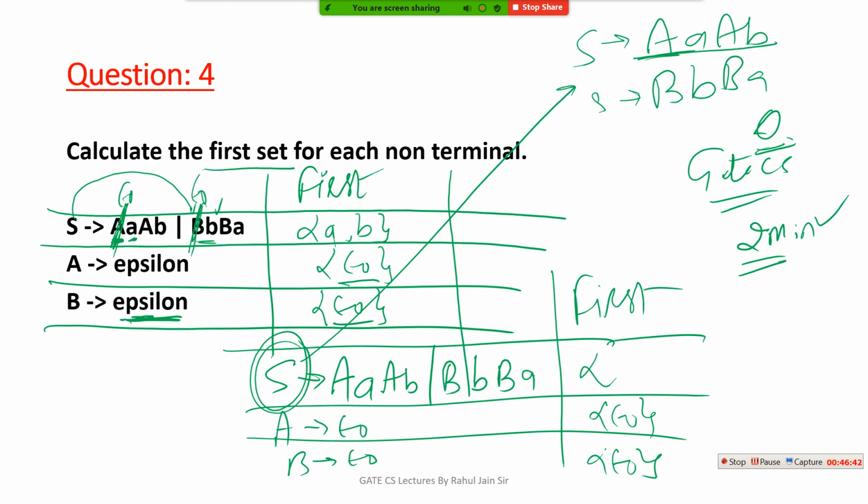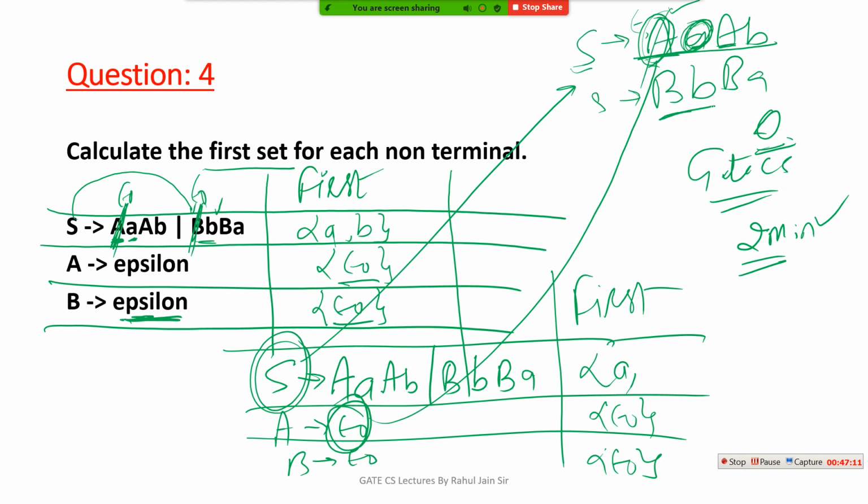So if I take this grammar, then first of S would be first of A. What is first of A? First of A is epsilon. So I need to replace this A with epsilon. If I replace A with epsilon, I am only having small a as a first terminal. So I will put small a here. And now I need not go further here, because this a is a terminal. So no need to go further ahead in this.